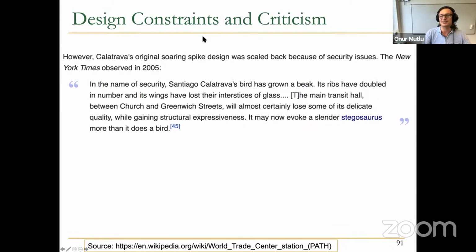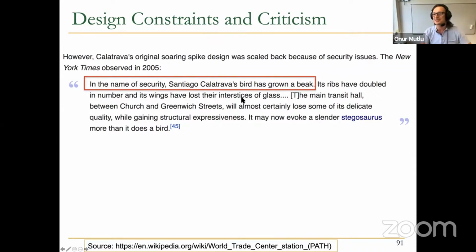So here, let's take a look at some design constraints that caused this particular Oculus building to be less than what it was intended to do. For example, Calatrava had an original design with soaring spikes, but it was scaled back due to security issues. Now you're seeing real issues, real design constraints, and criticism comes after that. As you can see, somebody wrote, in the name of security, Santiago Calatrava's bird has grown a beak. Its ribs have doubled in number and its wings have lost their interstices of glass.